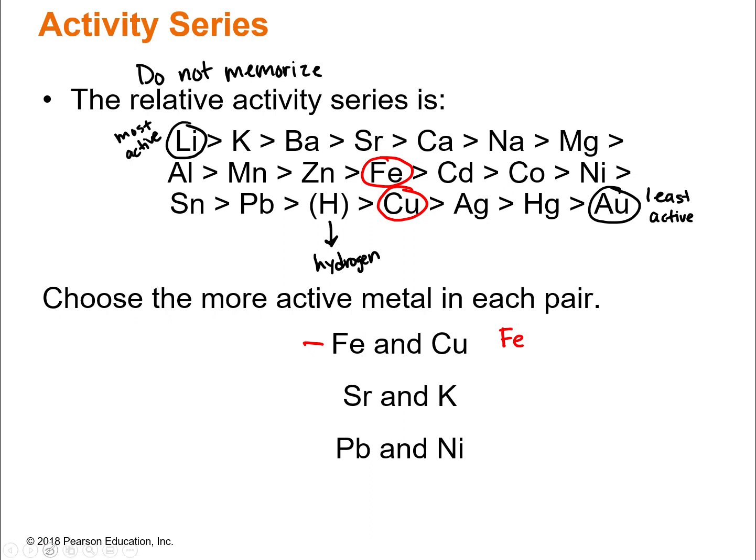Yeah, the potassium is more active. We've got potassium here, strontium here. Third one, we've got lead and nickel. Which one is more active? Here's nickel, here's lead. So that's how you use this activity series.